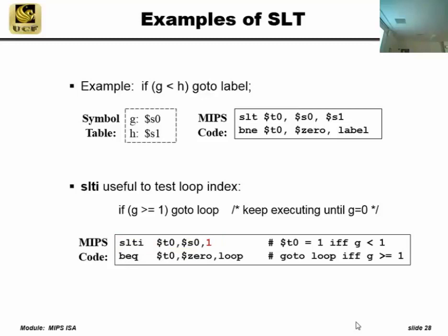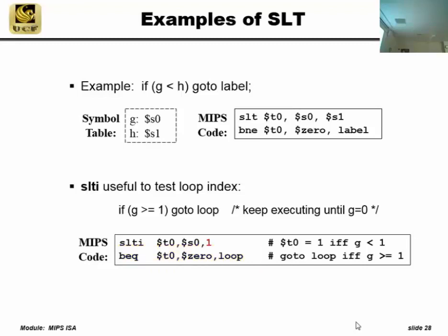Right. So then do what? Branch to loop. How do you branch to loop? Well, if $t0 is equal to 0, that meant this condition was not true, that this was not less than, so it must have been greater or equal, therefore go to loop, which is what this said to do.